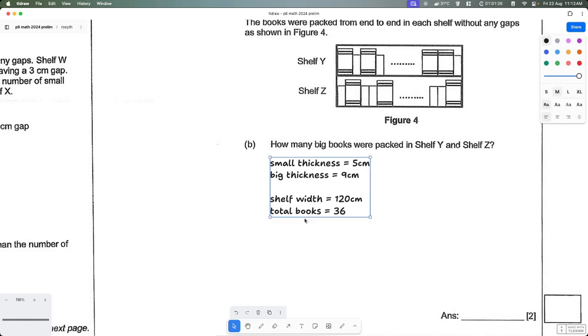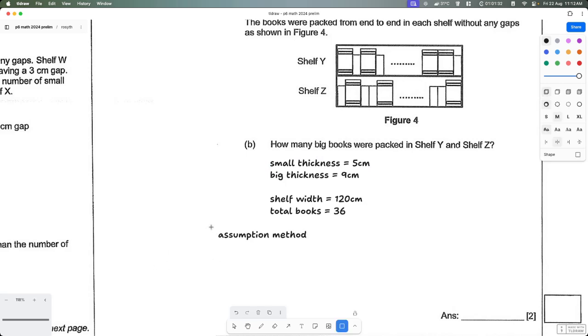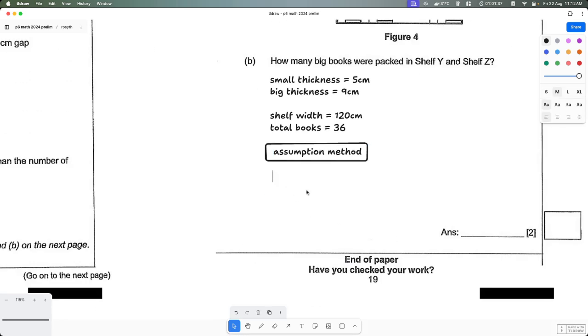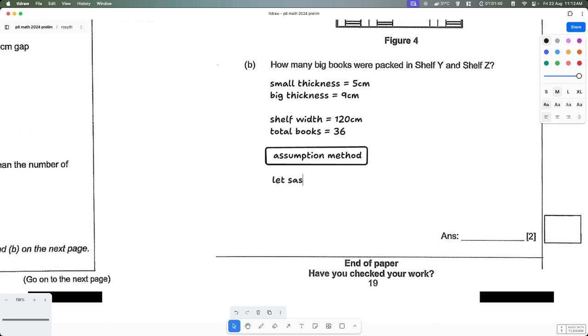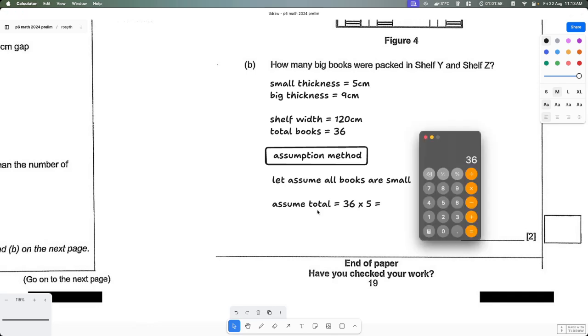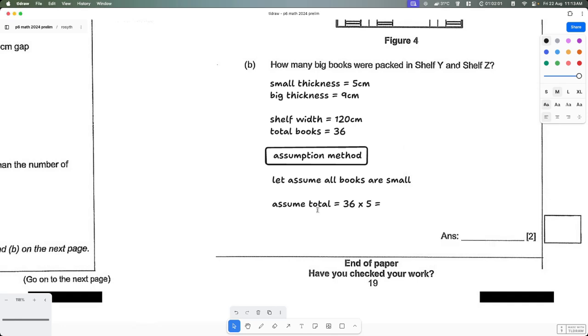So we're going to use the assumption method. We have two values. We know the total for both, but we just don't know which one is which. So for this, let's assume all books are small. So assume the total is equal to 36 times small, which is 5. Then this will give us 36 times 5, 180. Okay, so this is step 1.